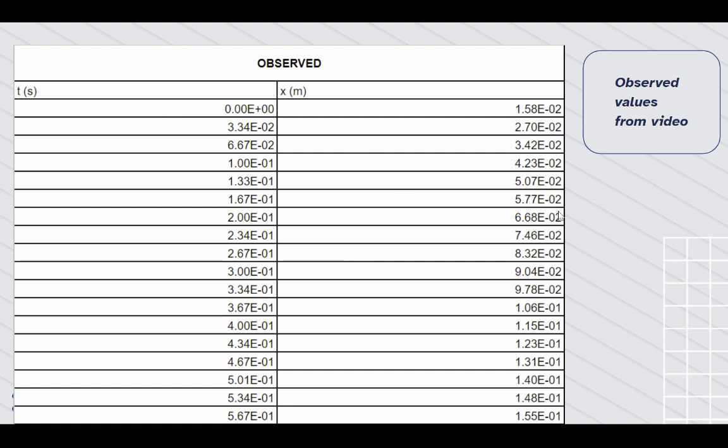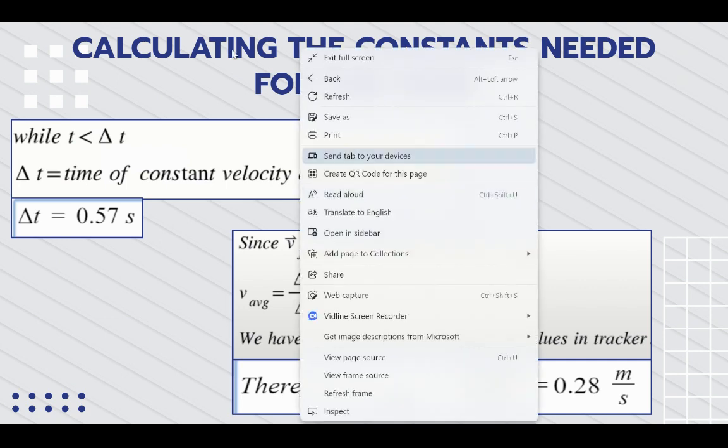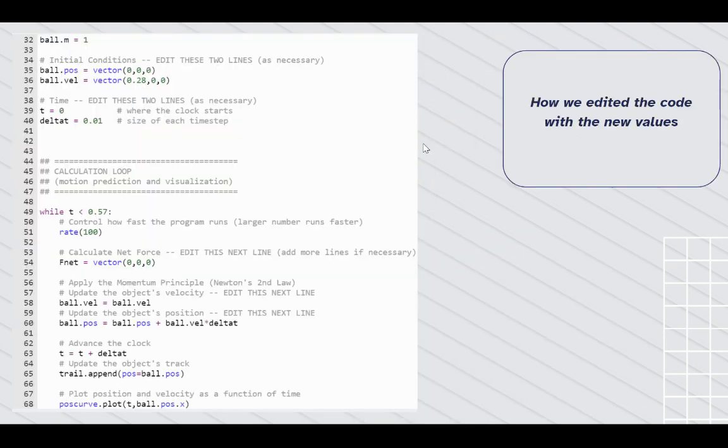And so these are the observed values from the video. This is s, m, so seconds and distance. And this is the code we'll be looking at. So we have to modify this initial vector, the t time, and also make sure to use the accurate formula to compute the values of the object under constant velocity. So t and the distance of the object at that particular time.